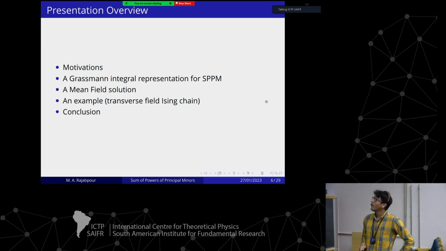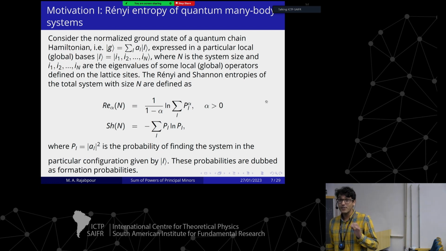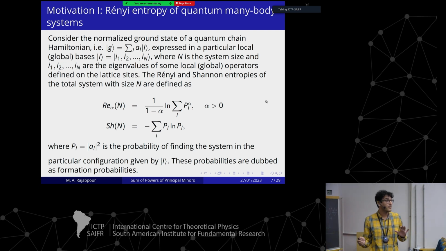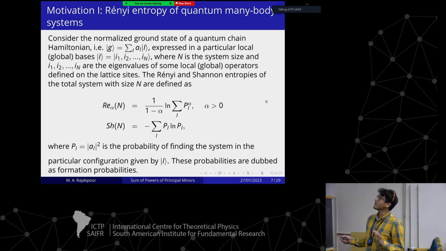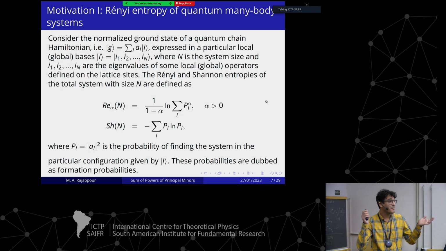The first motivation, which was my main reason to start studying this problem, came from the Rényi entropy of quantum many-body systems. What do I mean by Rényi entropy? First of all, don't confuse this with the quantum Rényi entropy that all of you know about. I take a normalized ground state of a quantum chain Hamiltonian and write it in a particular local basis. If you are familiar with spin chains, it's like you take the sigma z or sigma x basis.